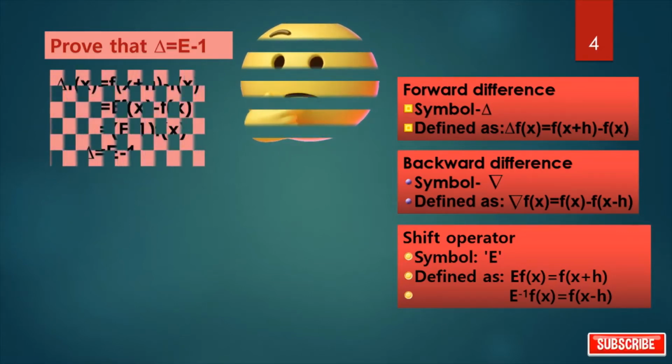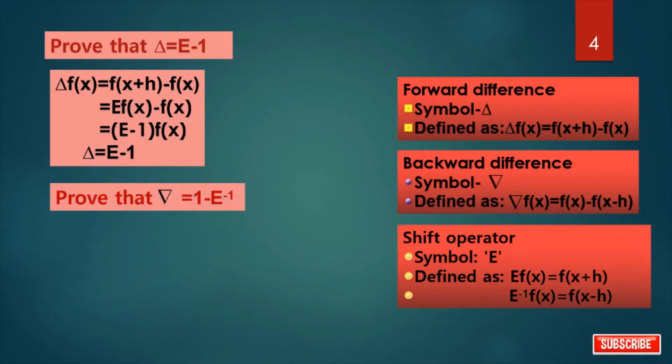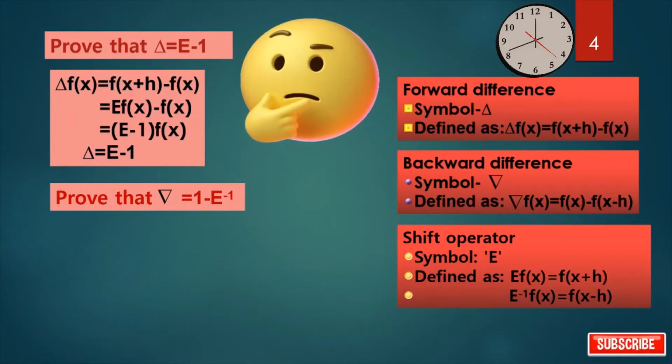So, what is the answer? Delta fx equals fx plus h minus fx, and fx plus h means it is Efx. So, Efx minus fx, and it is E minus 1 fx. So, we can say delta equals E minus 1. Our next problem is prove that nabla equals 1 minus E to the power minus 1. I am giving 5 seconds to think.